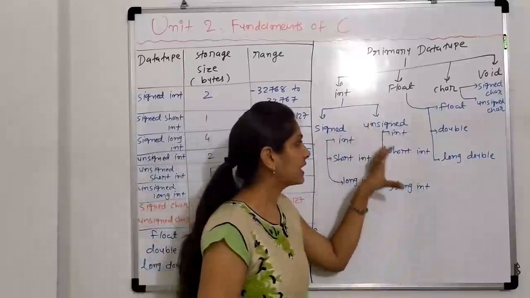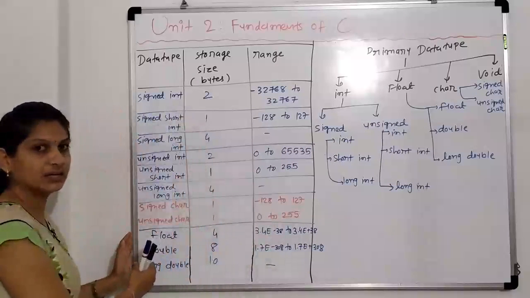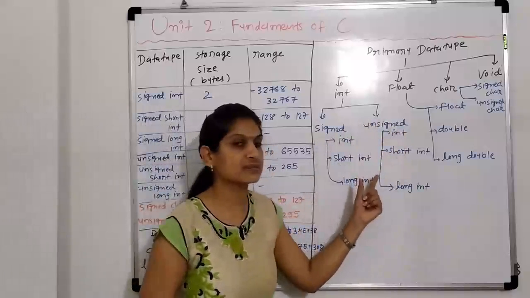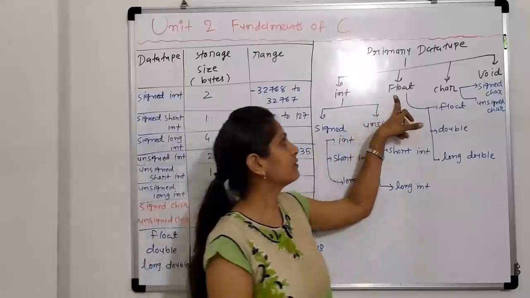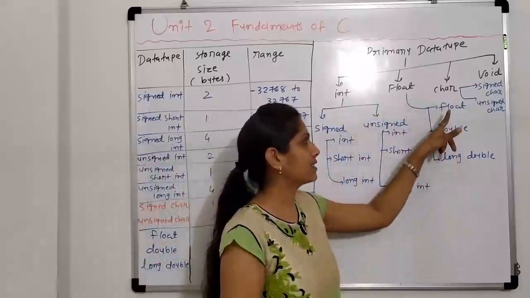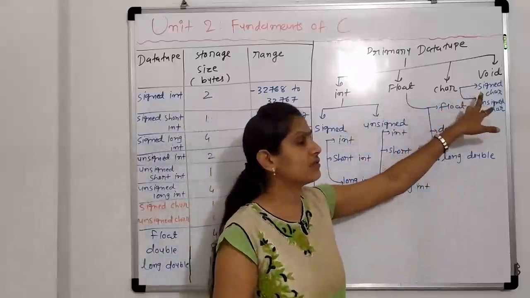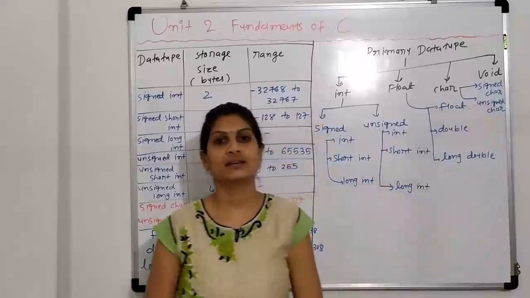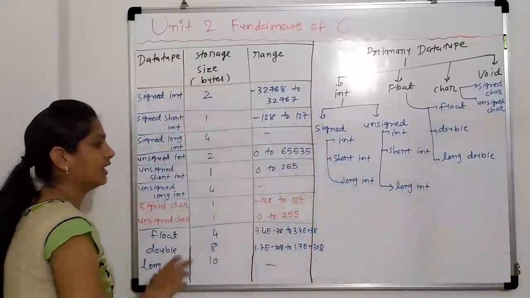Now, what is each type for? Here we explain each and every one in detail. Signed, unsigned, so a total of 6 types of data in integer. Next is float, which is divided into three parts: float, double and long double. Character is divided into only two parts: signed character and unsigned character. Now in detail we will discuss from this chart.